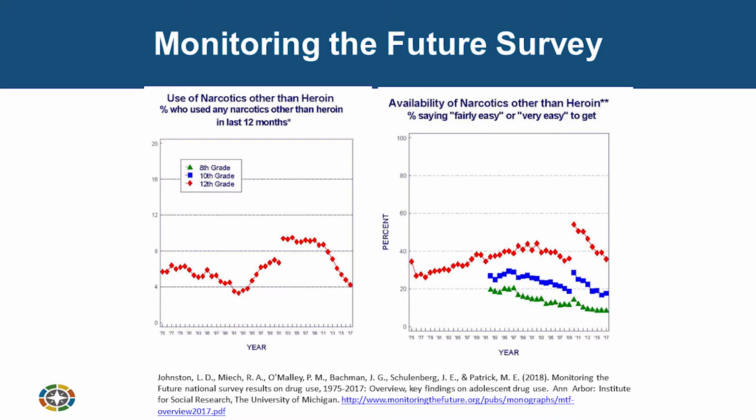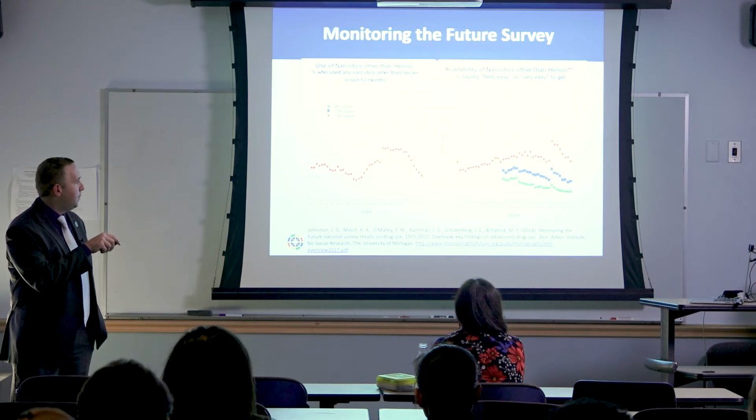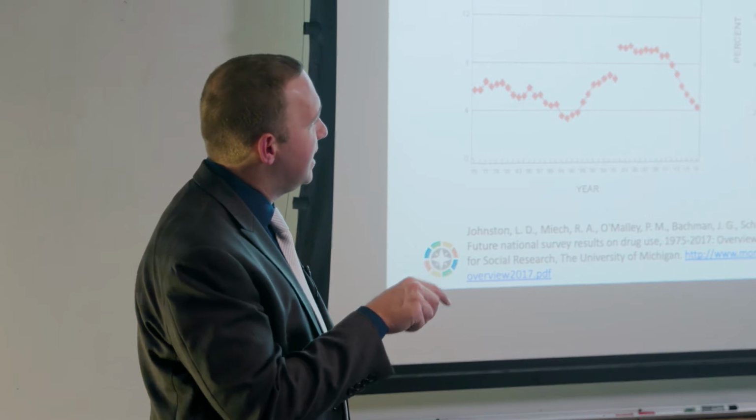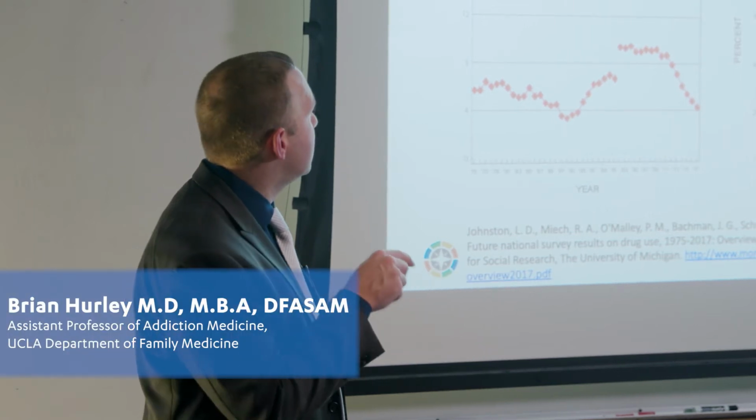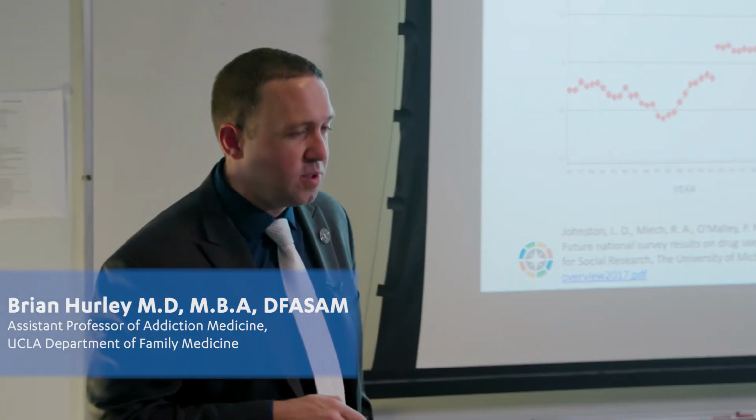So this is, again, the Monitoring the Future survey looking at use of narcotics other than heroin in the past 12 months. And we saw a pretty big spike, part of which had to do with the way that they counted it, the way that they asked the questions between 1999 and 2001. And then people saying the availability of narcotics other than heroin is fairly easy or easy to get is in like the 40 percentile range. And this is for red's 12th grade, blue is 10th grade, and green is 8th grade. So the more available a substance is, right, the more addictive it can be.